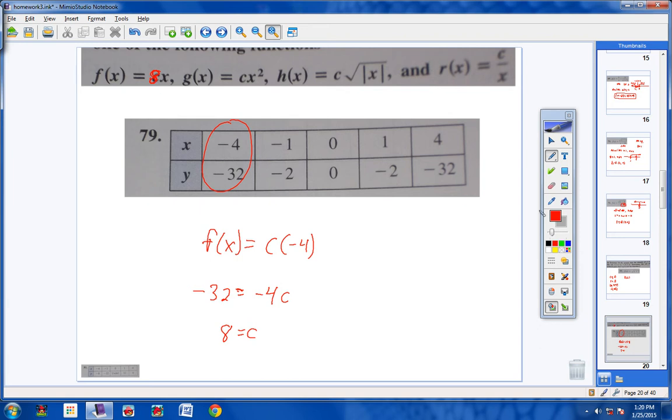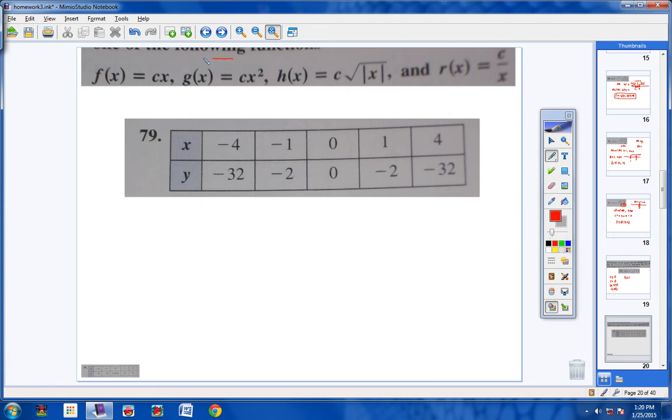Now that I found out what c is, let's see if all these ordered pairs satisfy the equation. If I put a -4 in for x, 8 times -4 gives me out a -32. Good, it checks. We gotta check all these. Now put a -1 in for x, okay? What's 8 times -1? -8. So when you put a -1 in, you should get out a -8, and we don't. We get out a -2. So this is not the function. Okay, so we have to go on to the next one.